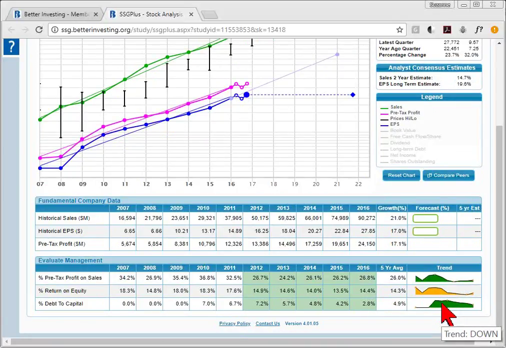Debt, down, green, because we want less debt. You want higher profit, less debt. So green is an indicator of a good condition. Yellow is stable or even and is perfectly acceptable.